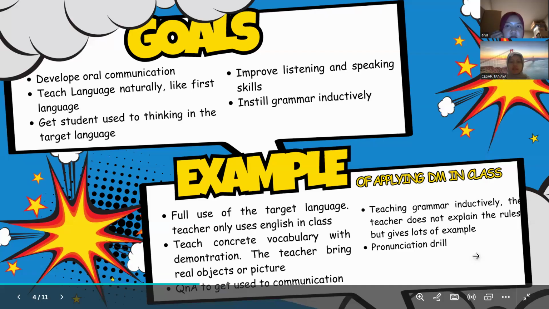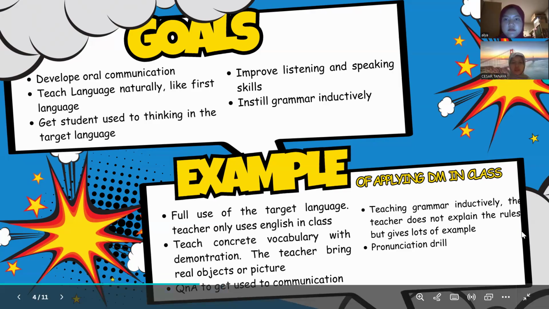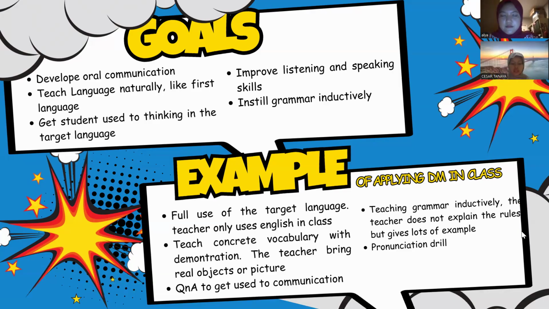Next, let's talk about the goals of the direct method. The first is to develop oral communication. The goal is for students to be able to speak and understand the target language directly. Number two, teach language naturally like the first language. The goal is to mimic the natural process of language acquisition without translation. Number three, get students used to thinking in the target language. By not using their mother language, students are encouraged to directly connect language form with meaning.